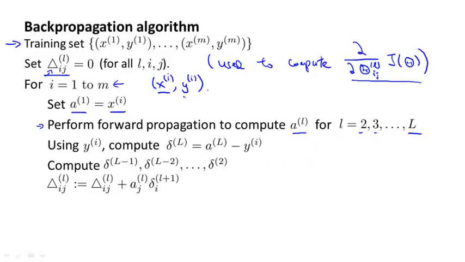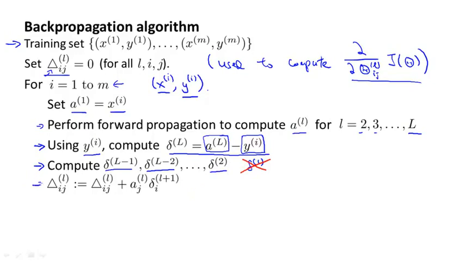Next, we're going to use the output label yi from the specific example that we're looking at to compute the error term delta L for the output layer. So delta L is the hypothesis output minus the target label. And then we're going to use the backpropagation algorithm to compute delta L minus 1, delta L minus 2, and so on down to delta 2. And once again, there is no delta 1 because we don't associate an error term with the input layer.